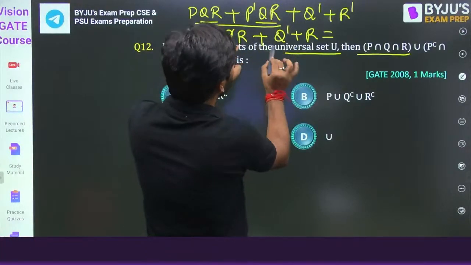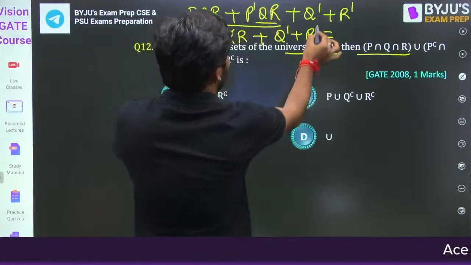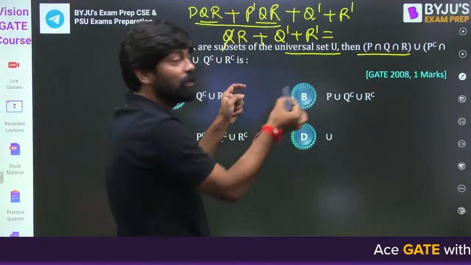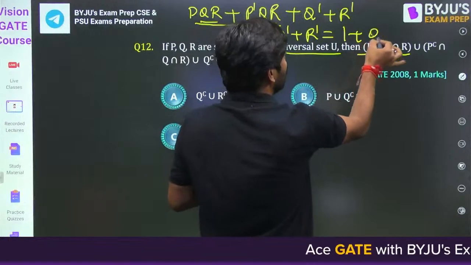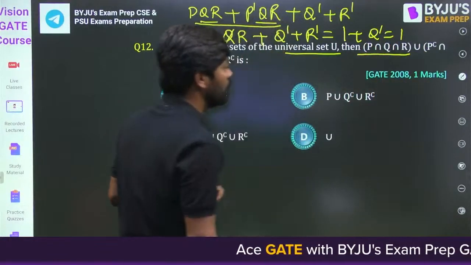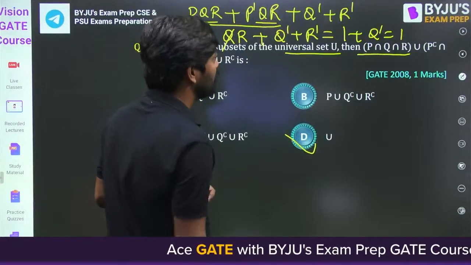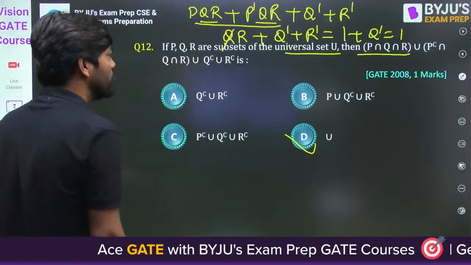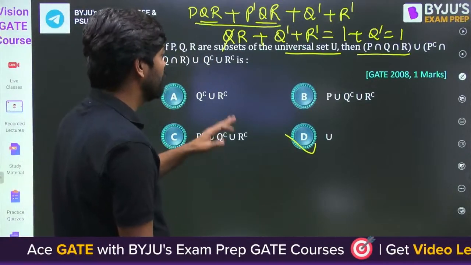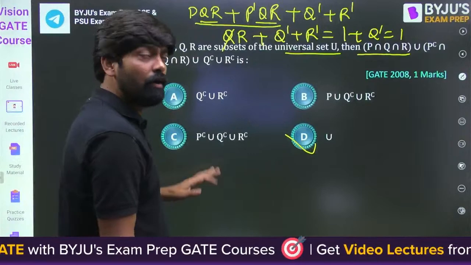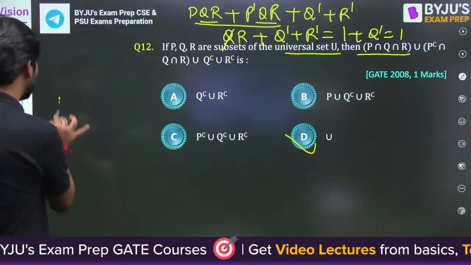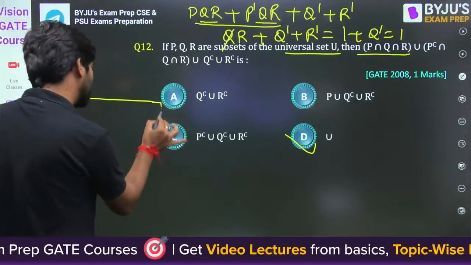Now see clearly here, R bar plus R is nothing but 1, and 1 plus Q bar is nothing but 1. So it is a tautology. So I think U, the universal set, is the answer. U will be the answer. Are you getting my point? U will be the answer for this one. Otherwise, you can use this method also.